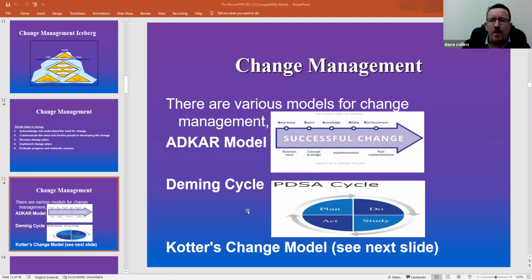There are various models for change management. You have the ADKAR model, the Deming cycle, and Kotter's change model. See the next slide for that one. ADKAR's model: awareness, desire, knowledge, ability, and reinforcement; successful change: the business need, concept and design, implementation, and post-implementation. The Deming cycle, the PDSA cycle: plan, do, study, and act. I'm sure we're all very aware of that. Like I said, there are so many different theories and models out there.